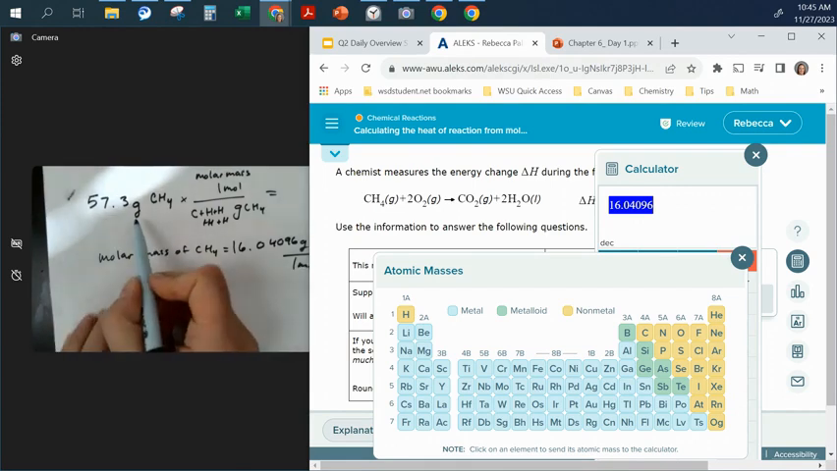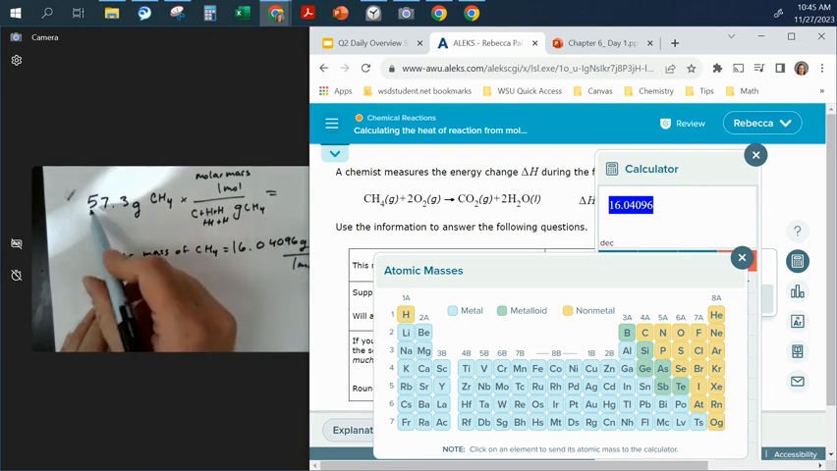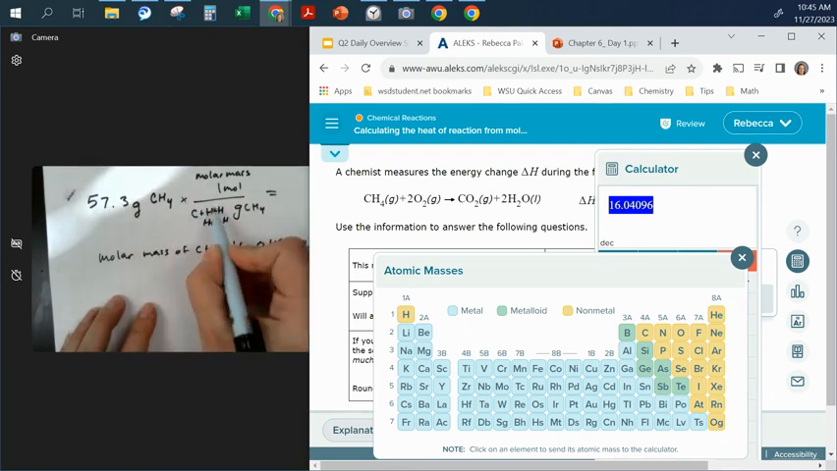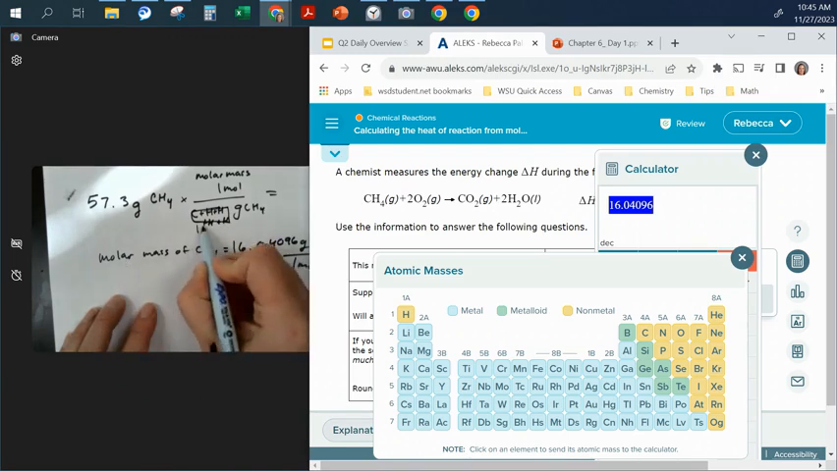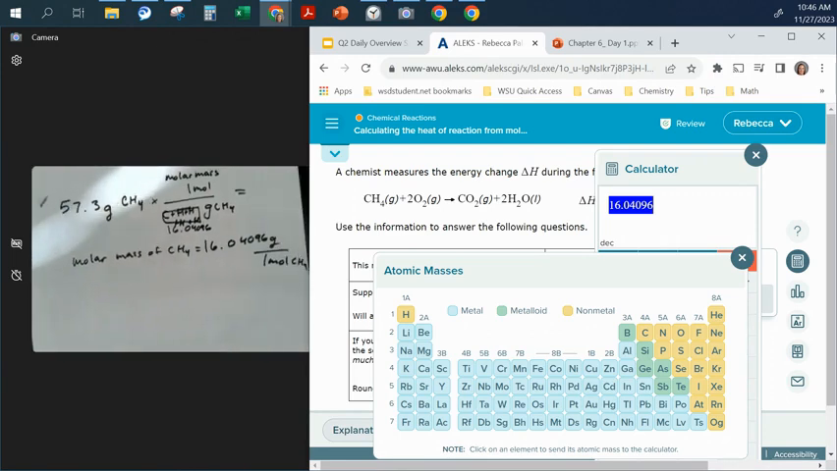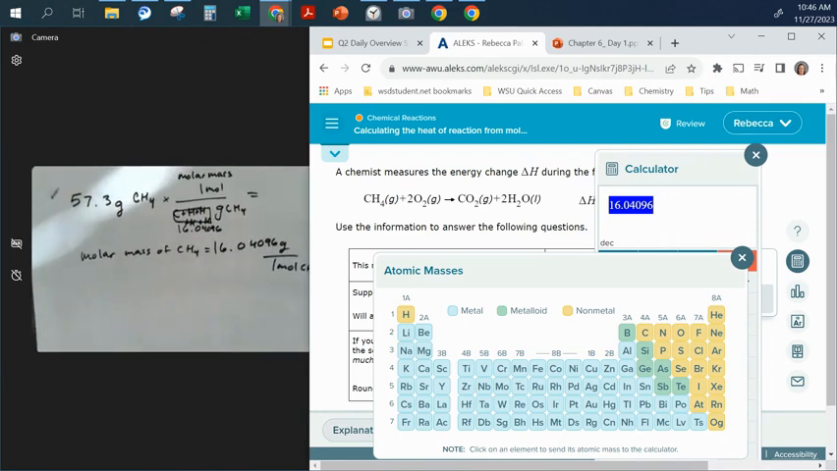Okay, so if we have our number in grams, we need to divide by the molar mass. So 57.3 times 1 divided by 16.04096. Okay, questions so far? So it's that number divided by the molar mass. Yes, so you can write that down. For this question, we're going to take our mass and then divide by the molar mass, and you have to calculate the molar mass. That will give us the moles.